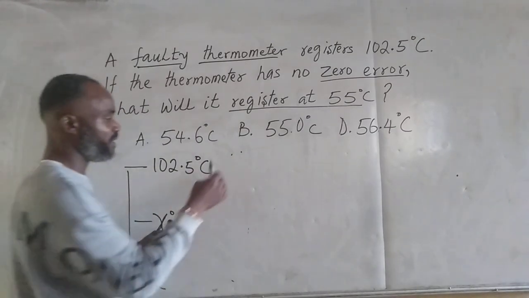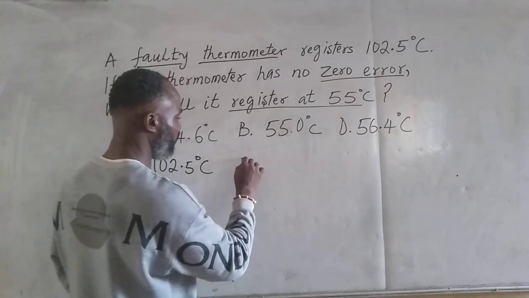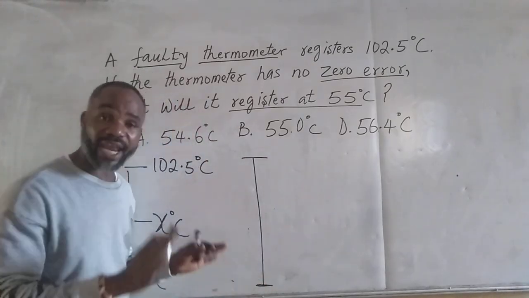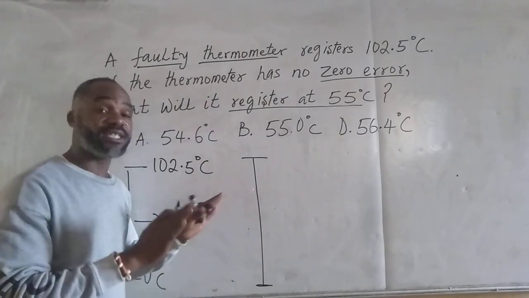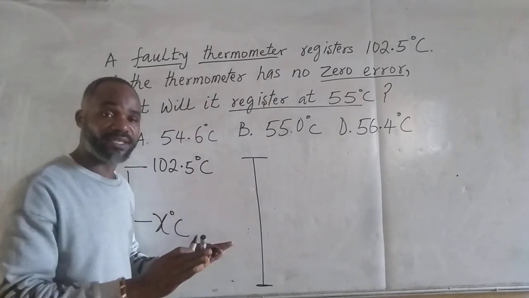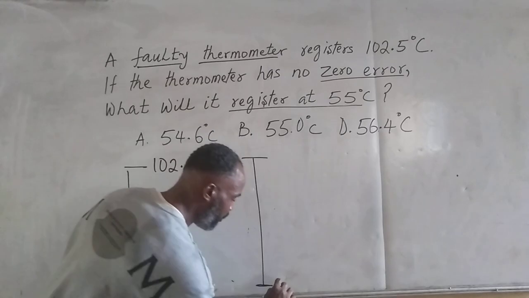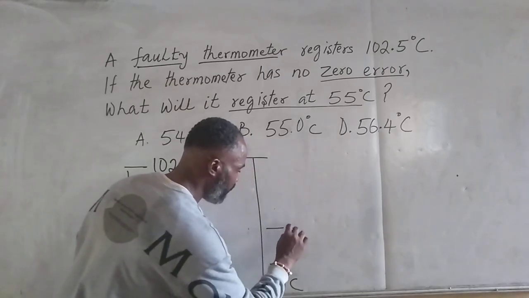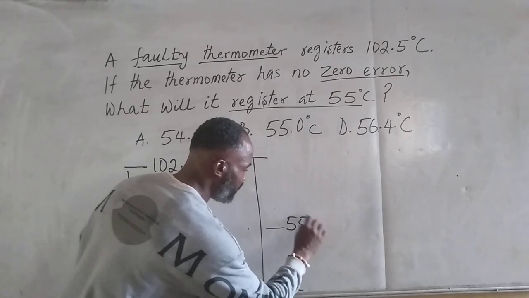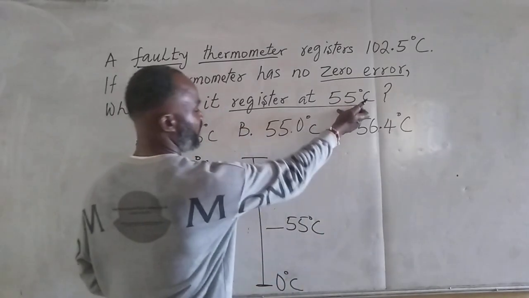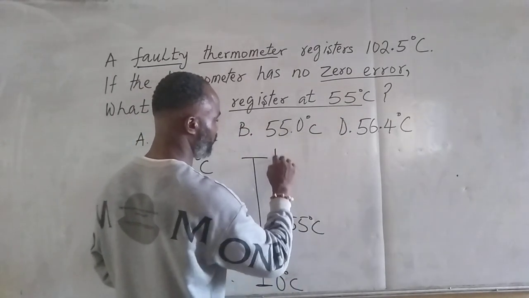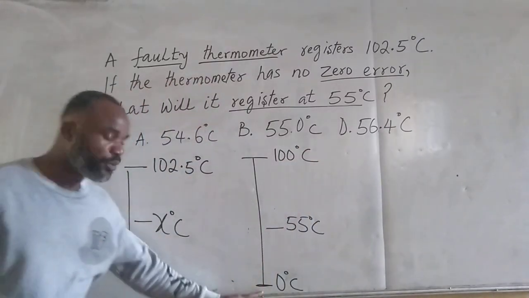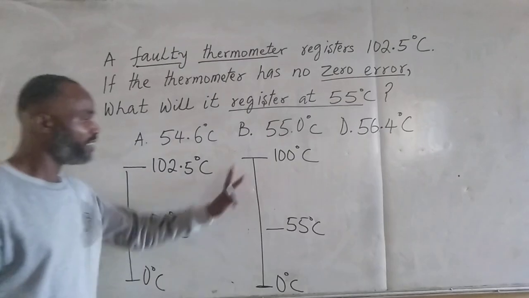Then the second diagram is very simple. We have a situation where the thermometer is okay. It is not faulty. So here we have 0 degrees Celsius, here we have 55 degrees Celsius, and finally the normal reading is 100 degrees Celsius. The ice point reading of 0 degrees Celsius is okay.